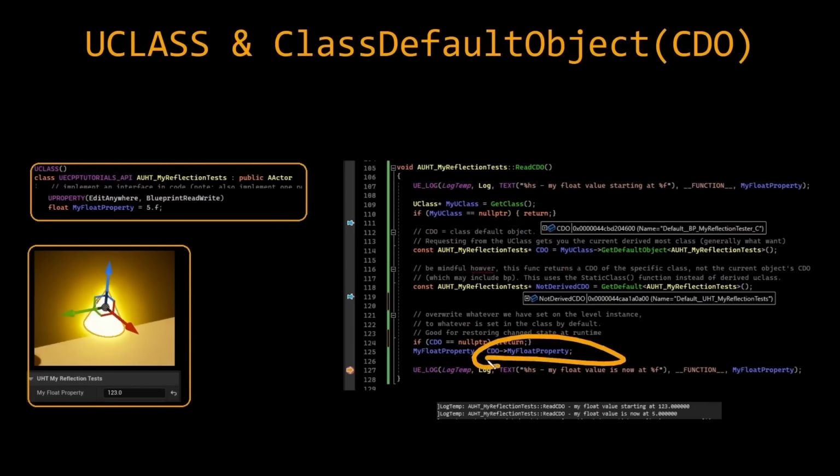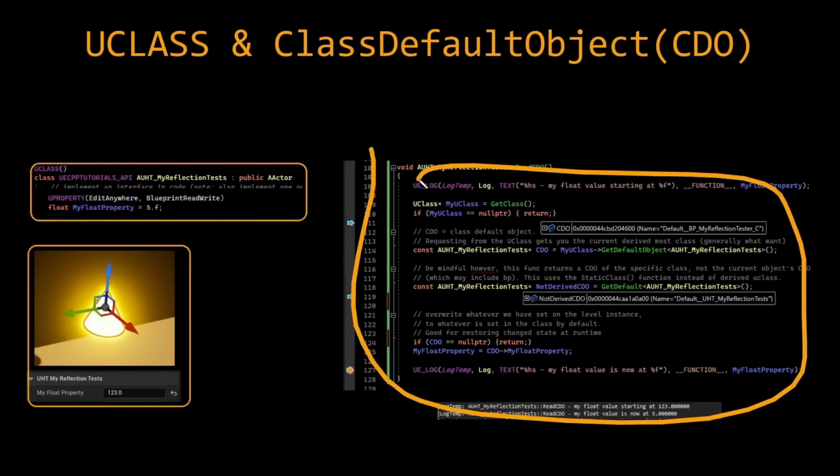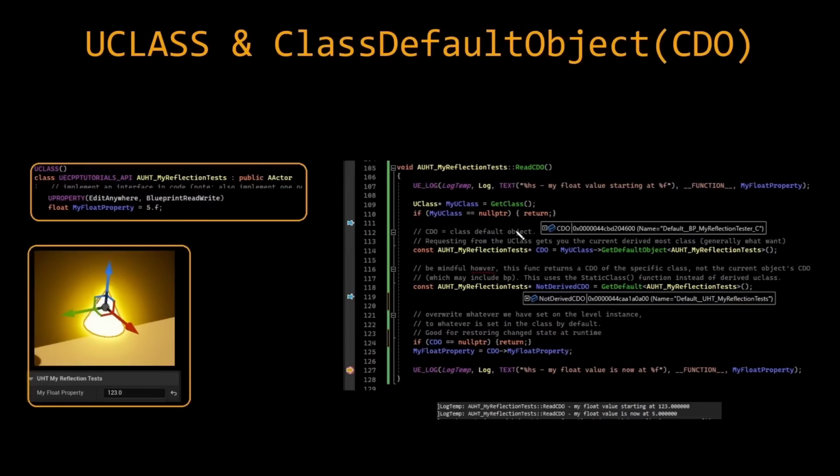And that default object can be used to restore state. So in this case, I have a float property, default is 5. On this level instance, I've set it to 123. And here I have a function called ReadCDO that effectively wants to restore it at runtime. So what it does is it requests the CDO, and then it reads the CDO's version of this, which is going to be 5, and it puts that 5 into the instance's variable here, and then I log it, and we can see down here it changed from 123 to 5. So that's what a CDO is. It's effectively like a singleton object that has the default values.